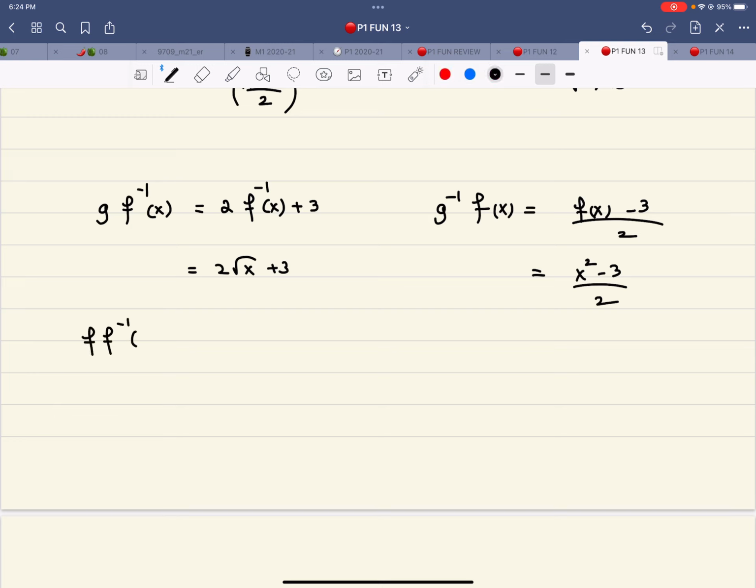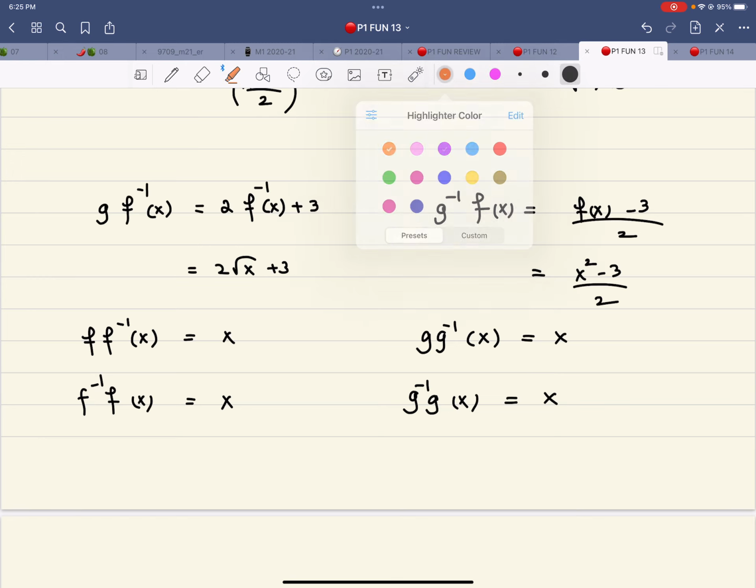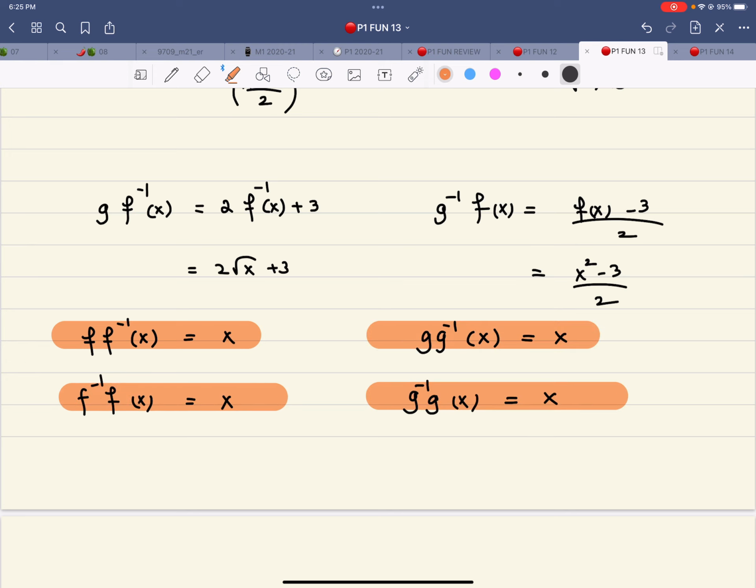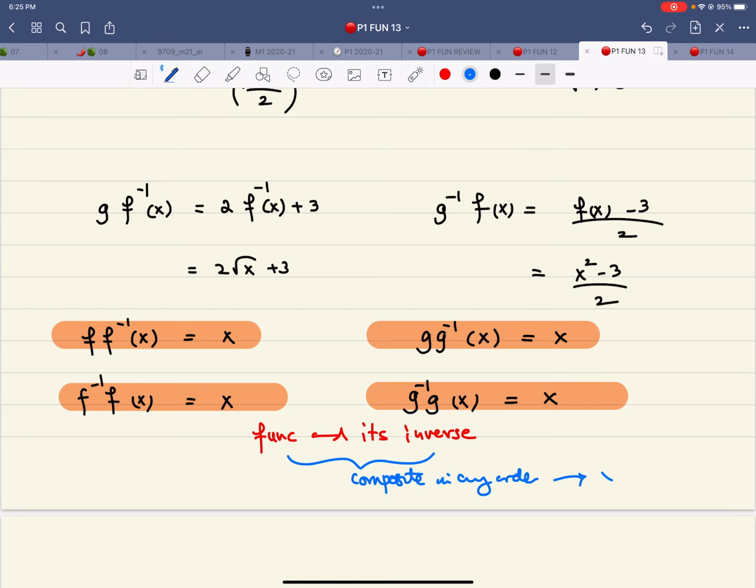f of f inverse x is always x. It's a hard and fast rule. g of g inverse x is also x. f inverse of f is also x. g inverse of g is also x. So these are hard and fast rules which we can always take for granted. This is something to do with a function and its inverse. When we take out its composite in any order, it is always equal to x.